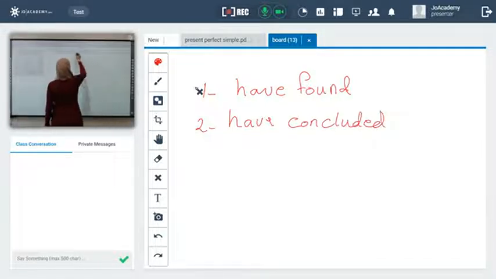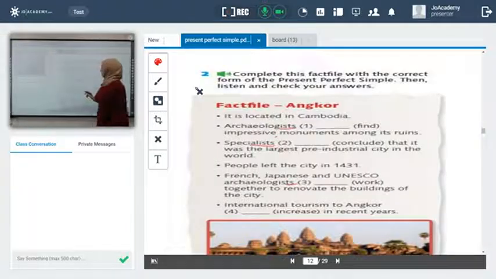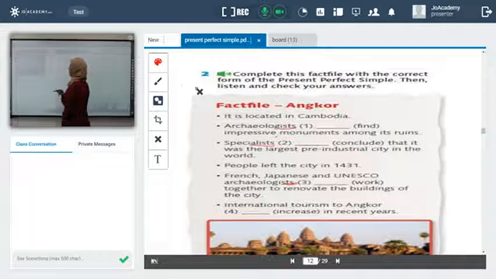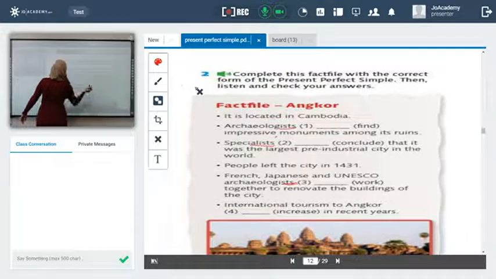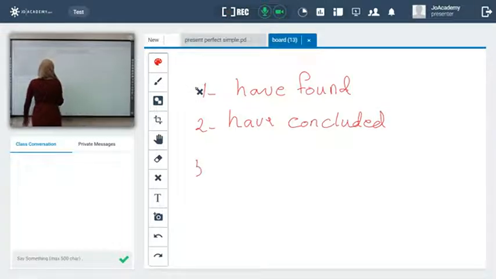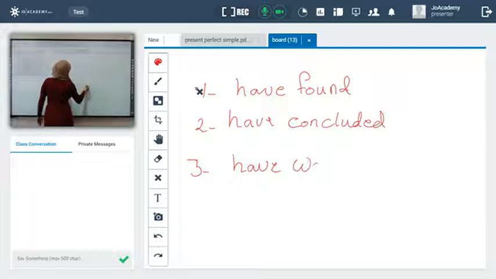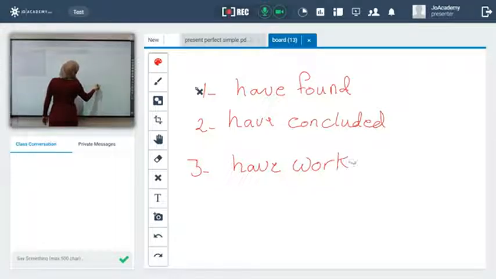Let's move to number 3. People left the city in 1431. French, Japanese, and UNESCO archaeologists work together to renovate the buildings of the city. A plural noun. So what's the answer? Very good. It is have worked. Have worked.